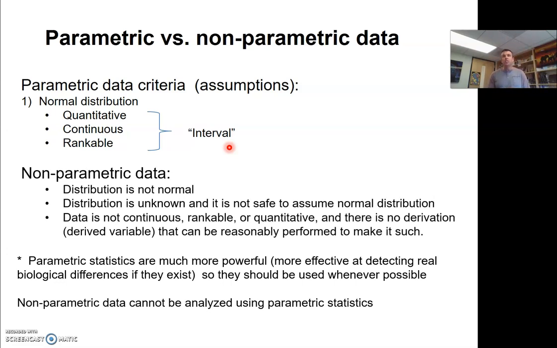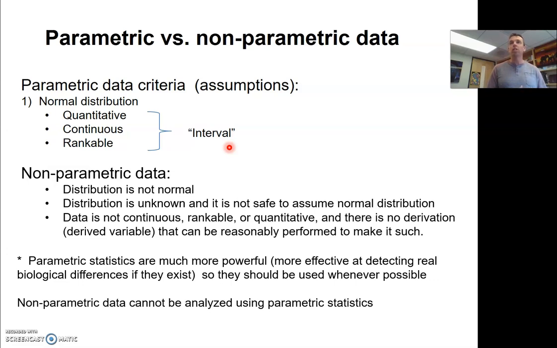So non-parametric data, this is the case if you don't know if the distribution is normal. All right, if the distribution is unknown and you cannot safely assume a normal distribution, or if the data does not meet that interval requirement. So in other words, it's not continuous, rankable, or quantitative. All right? If that's the case, oftentimes you can use a derived variable. So for example, you can turn it into a percentage and so forth, and you can take a non-interval data set and use a derived variable to make it interval. But if your data is not normal and it's not interval, you cannot use parametric statistics.